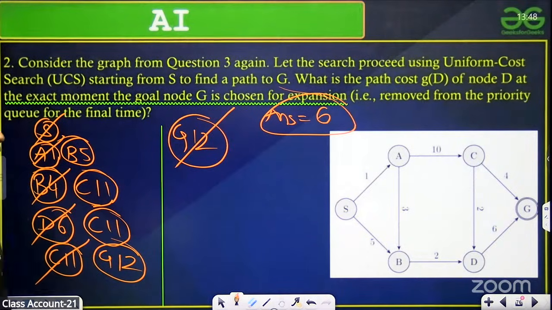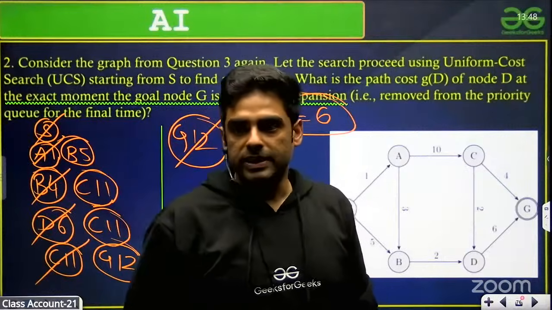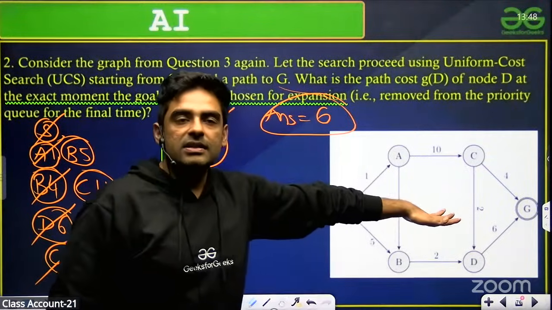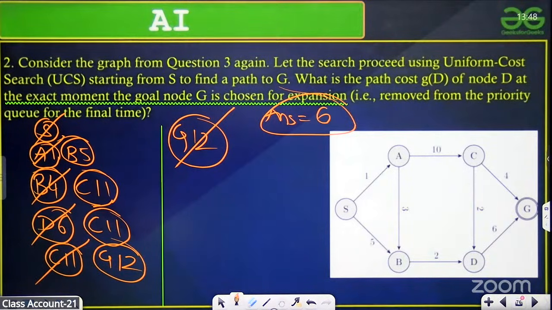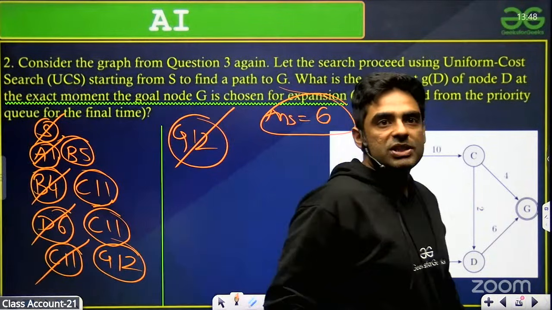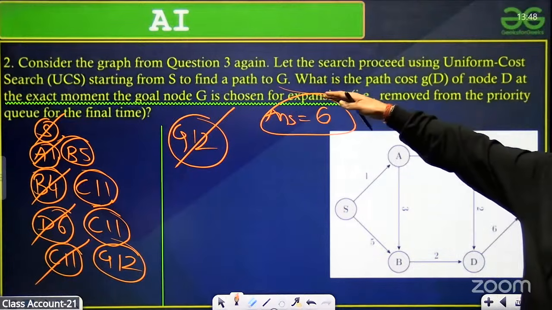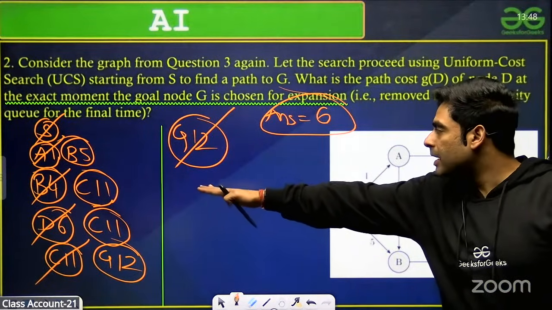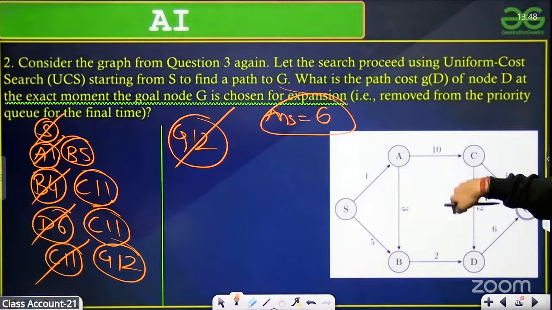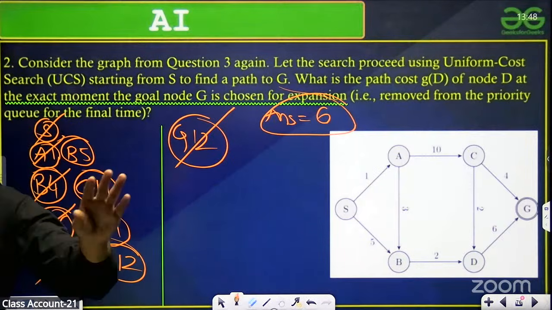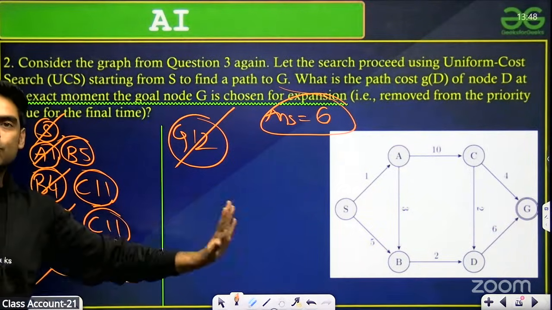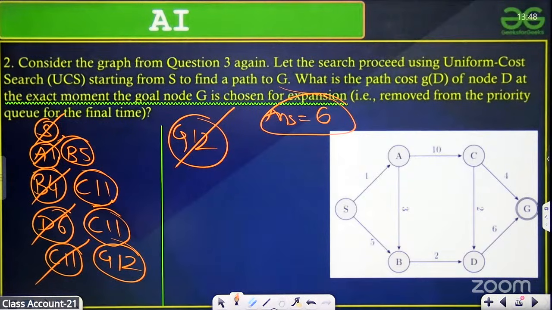I hope you are getting this. So the correct answer would be 6. These questions can come, which test the execution of the UCS algorithm. So guys, you can get these questions. Make sure you have practiced applying UCS well, so that you can answer all of these questions.